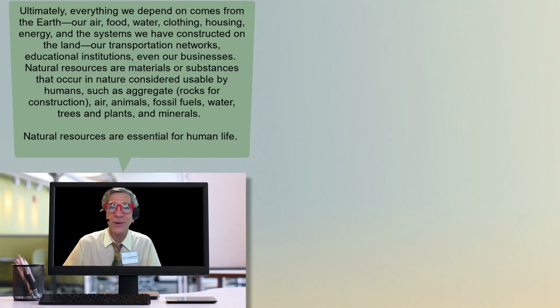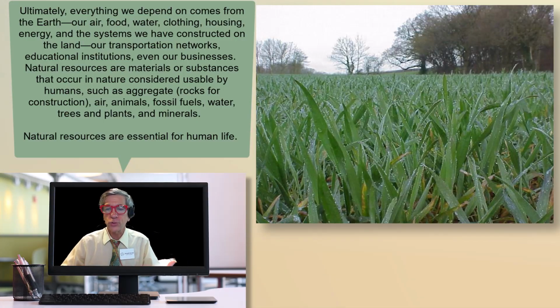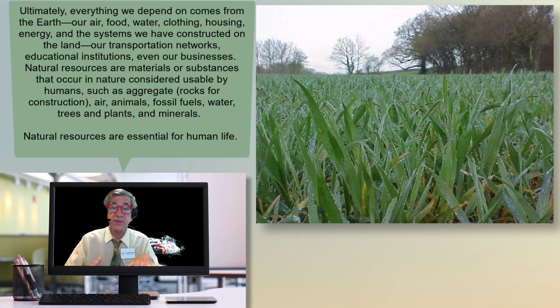Natural resources. Ultimately, everything we depend on comes from the earth. Our air, food, water, clothing, housing, energy, the systems we have constructed on the land, our transportation networks, educational institutions, even our businesses. Natural resources are materials or substances that occur in nature considered usable by humans, such as aggregate, rocks for construction, for example, air, animals, fossil fuels, water, trees, plants, minerals.